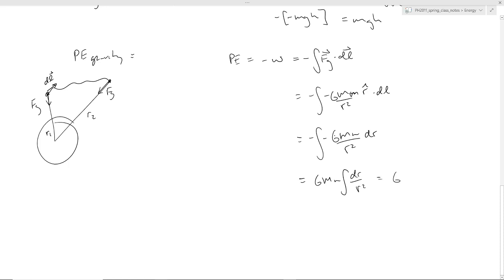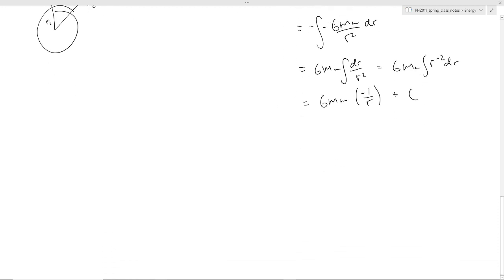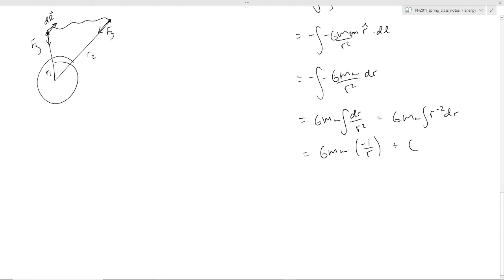It's maybe easier to present that as r to the negative 2 dr. And when you integrate that, you get negative 1 over r, plus some constant. And generally we choose the constant c to be 0. So as r gets large, the potential energy goes to 0.